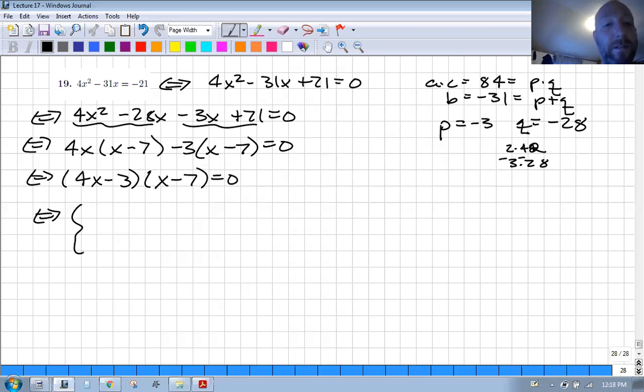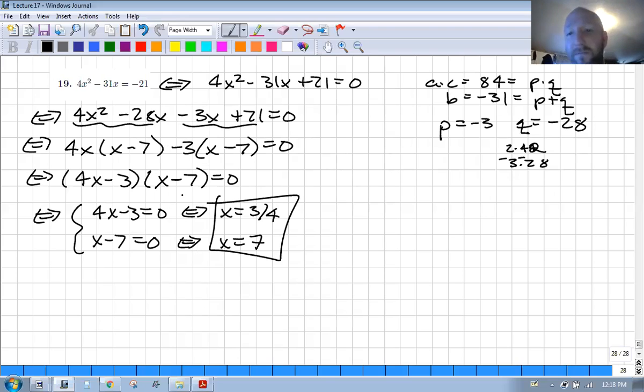So either 4x minus 3 is 0, or x minus 7 is 0. So either x is 3/4, or x is 7. And there's our two solutions.